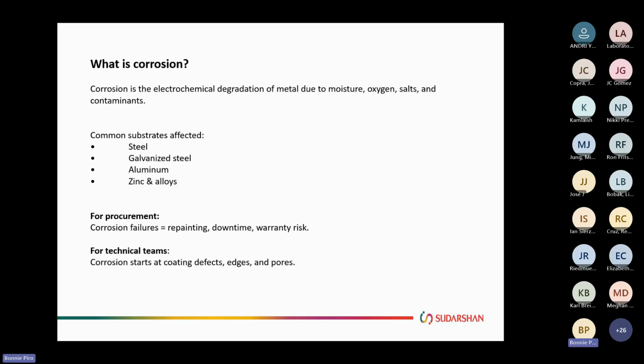From the technical team, the corrosion process, I should say, starts at any kind of coating defect, thinner edges, and any type of pore that might be in the top coat part of the finish, that can allow moisture to get into the substrate.